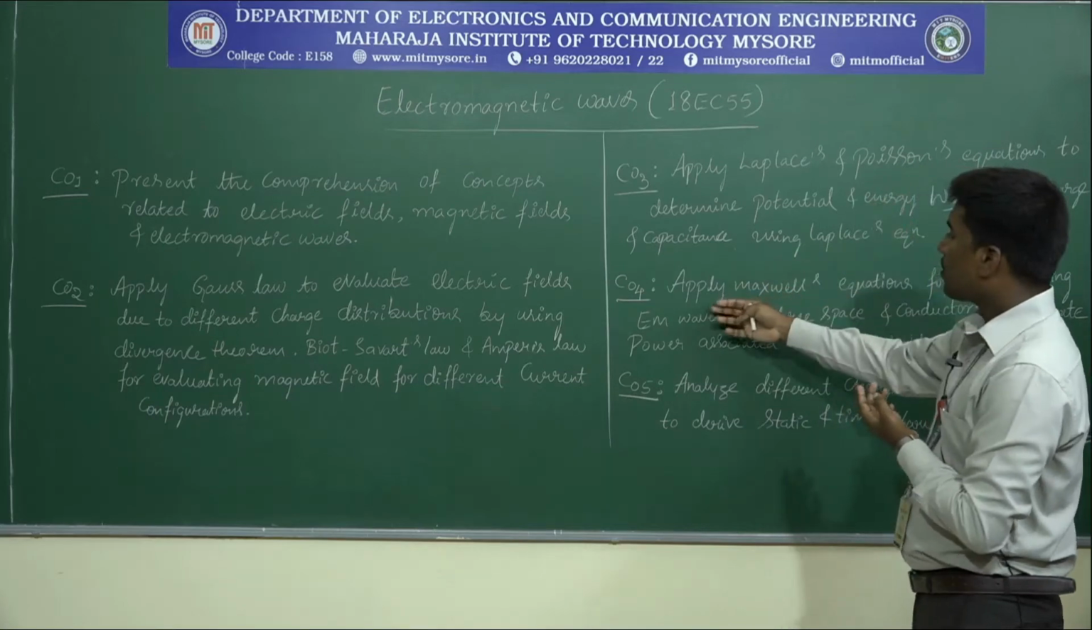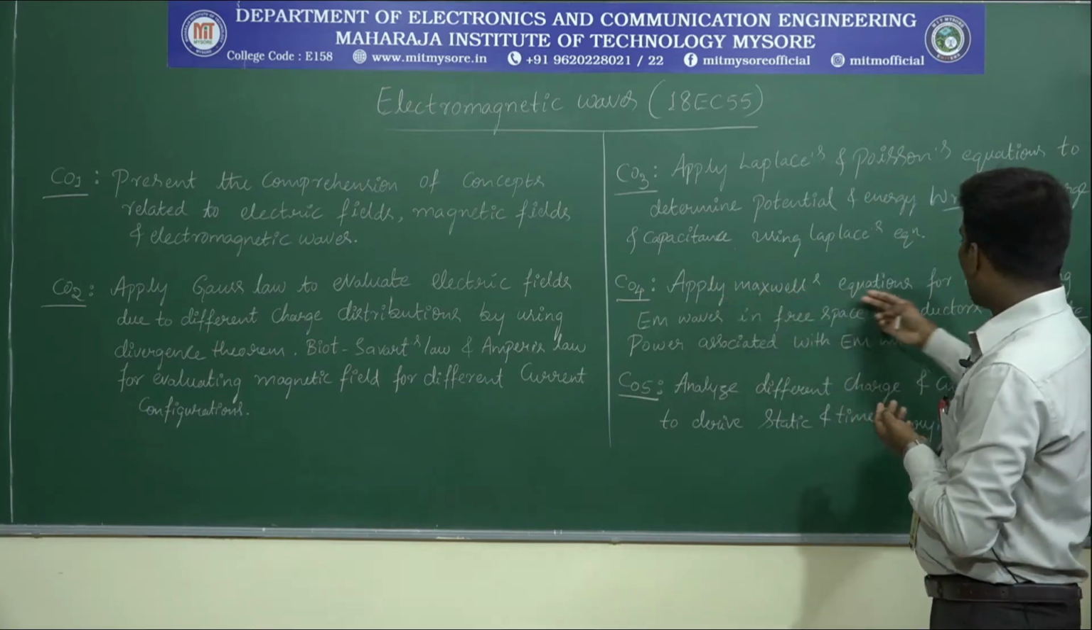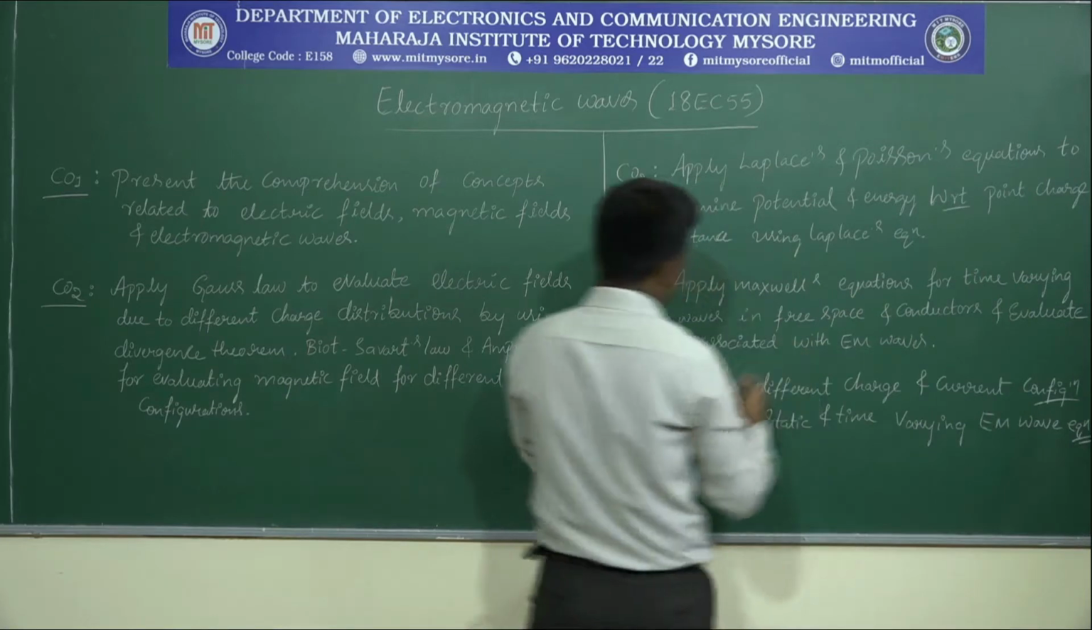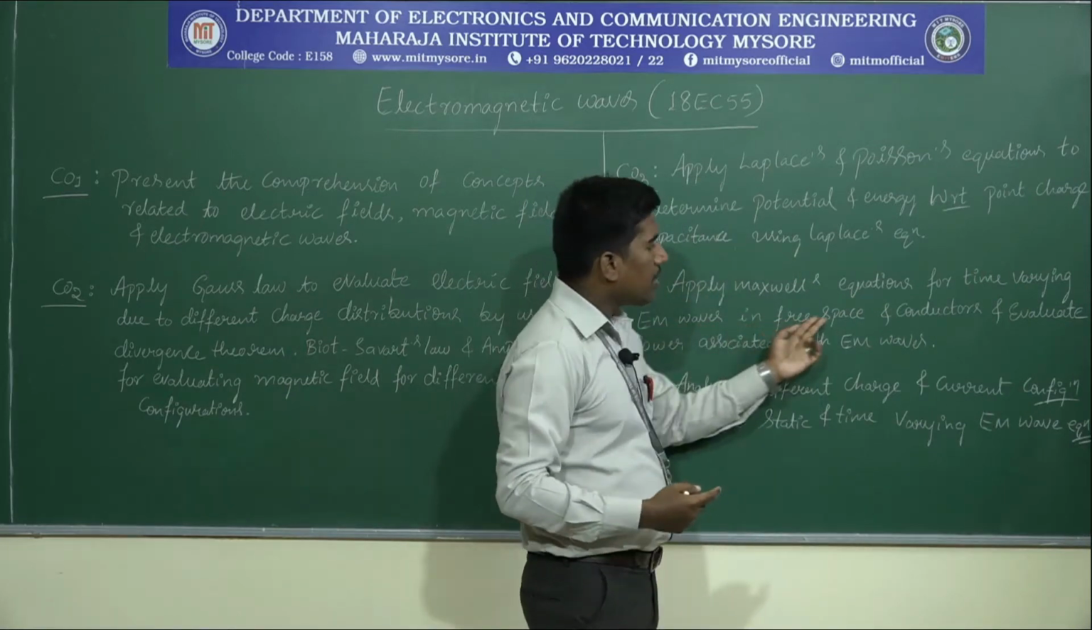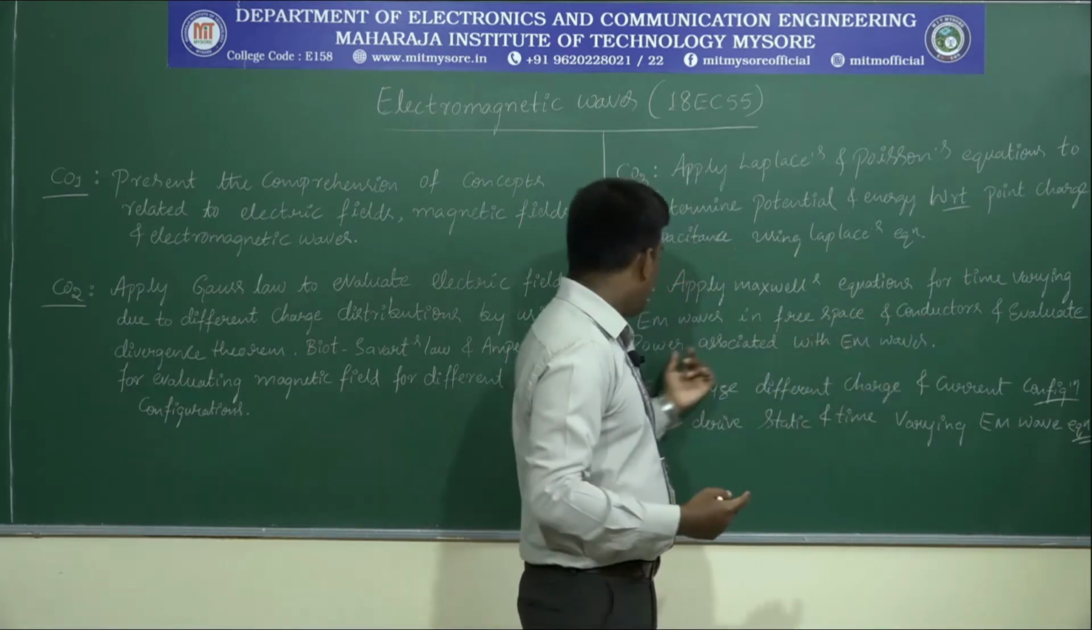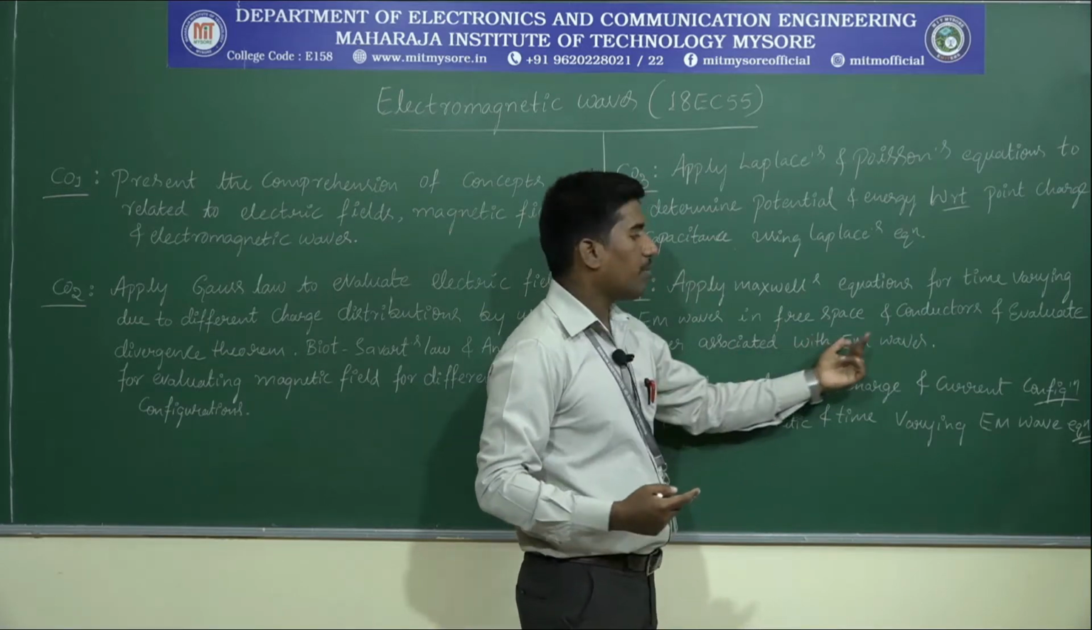The fourth course outcome is: apply Maxwell's equations for time varying electromagnetic waves in free space and conductors and evaluate power associated with electromagnetic waves.